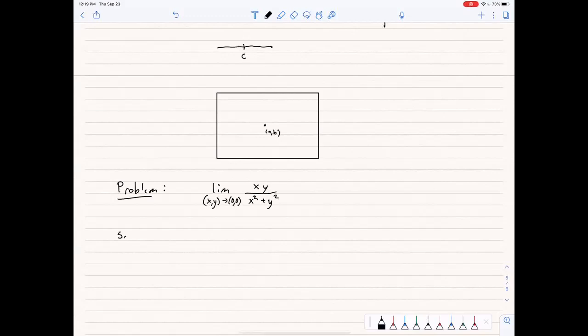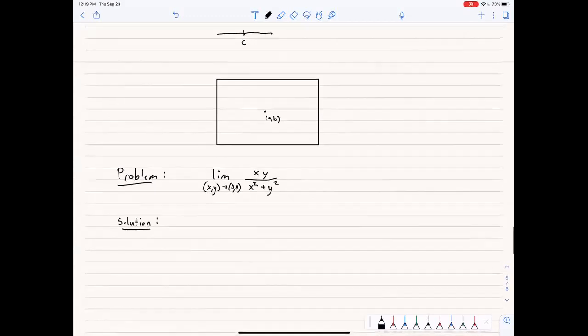Okay, solution. Let's take 2 approaches. This is the point 0, 0. First approach, I'll go along the x-axis. I'll do it in blue. So here, x is x, y is 0. Then I get the limit as x approaches 0 of x times 0 over x squared plus 0 squared. But that's the limit of 0, which is 0.